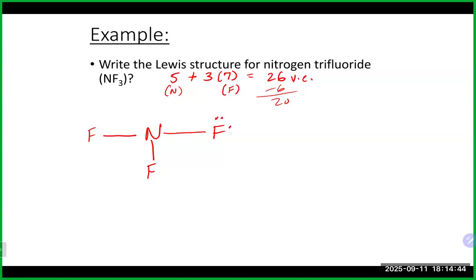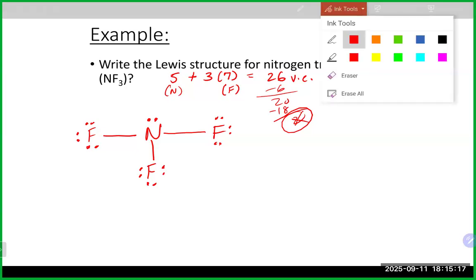So 2, 4, 6, that's filled. 8, 10, 12, that is filled. 14, 16, 18, that is filled. I have now put another 18 electrons up there. I still got 2 electrons to go. I'm out of room on the outside. So now again, I move to the center atom. I lay a couple of electrons there. And now I have put on all 26 electrons.